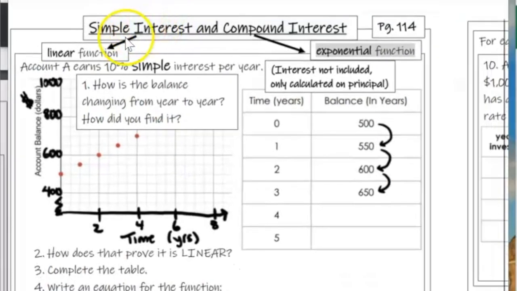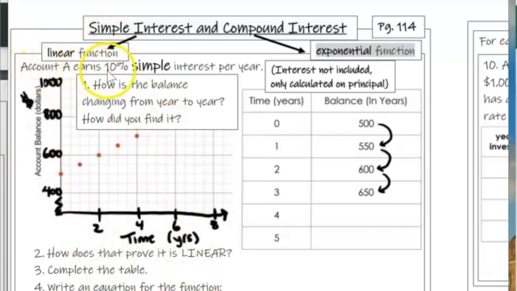All right, so we're going to take a look at simple interest versus compound interest. So we've talked about compound interest. We're going to include what simple interest is. Simple interest is just like a linear function, and we've looked at compound interest, which looks like it's an exponential function.